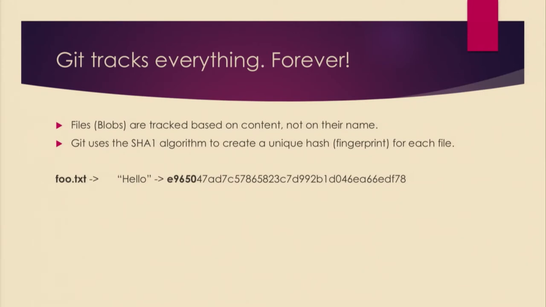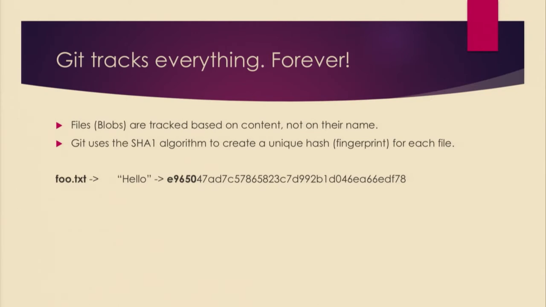Blobs are how Git tracks files. When you add a file to a Git repository, Git does not care about the file name. It cares about the content. You guys have probably seen these checksums for files. This is how Git tracks everything. It's going to look at the content, and based only on that content, it's going to generate a unique fingerprint for the file. So if we have a file called hello, it's always going to generate this checksum. Right, even though the name might be different.